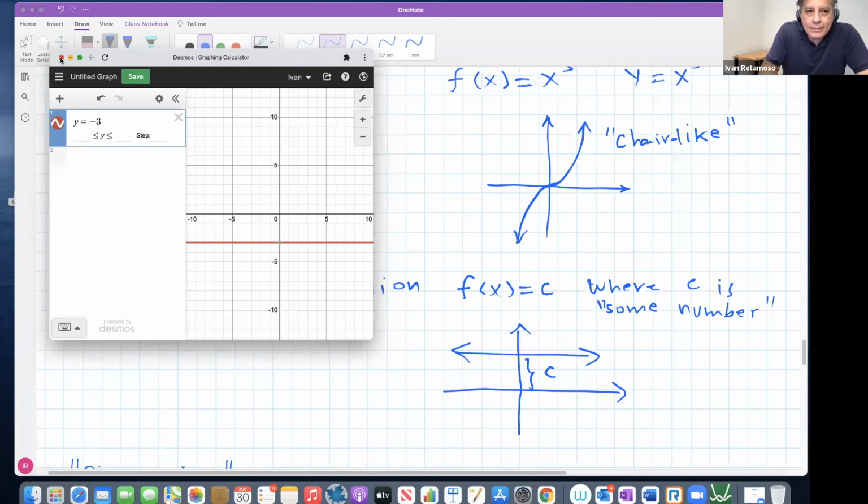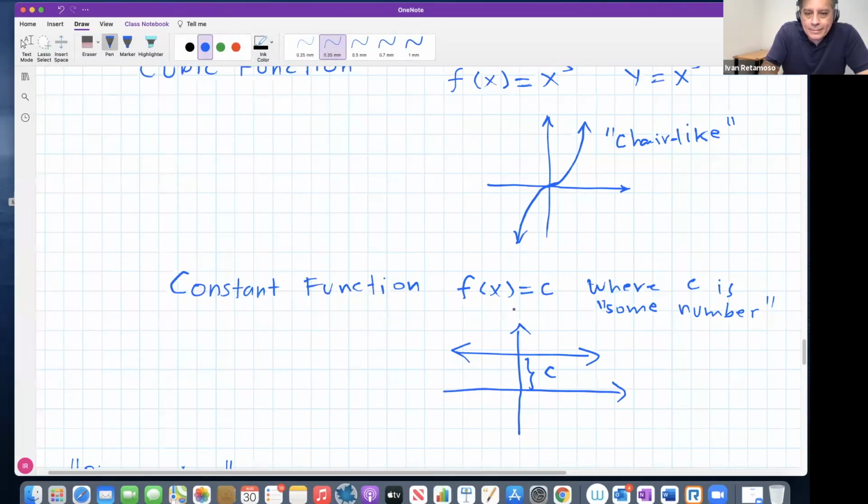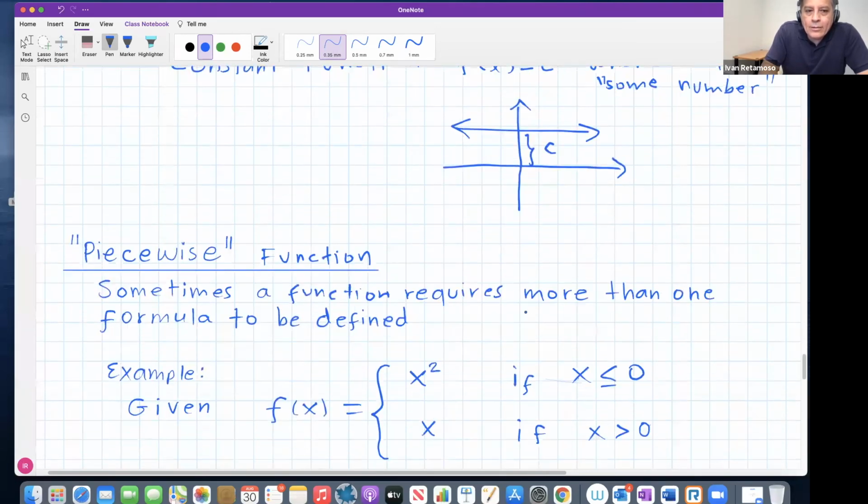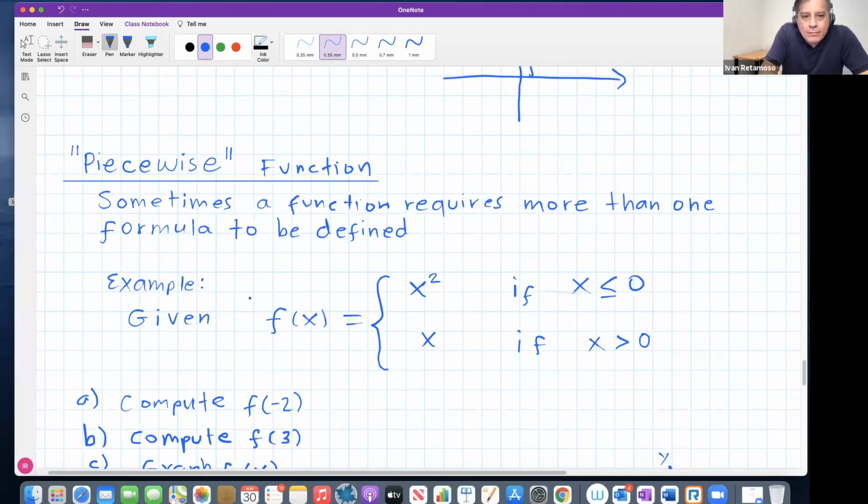Great. Okay, with these functions in mind, you should memorize these shapes. We can talk about piecewise functions. What is a piecewise function, Professor? It's a function that requires more than one formula to be defined. More than one formula. How does it work? Well, suppose you have this function f of x being equal to x squared, the quadratic function in basic form, if your input value is less than or equal to 0. And the identity function if your input value is greater than 0.